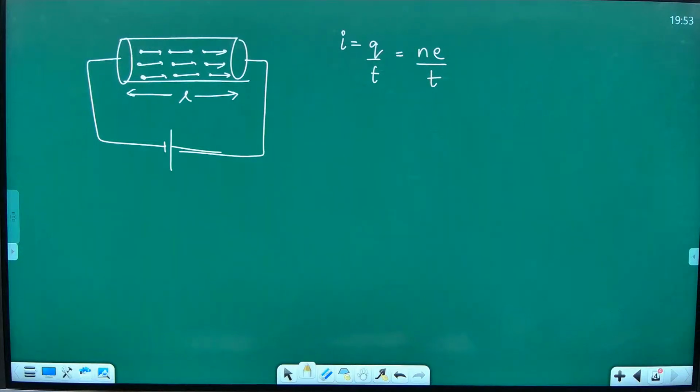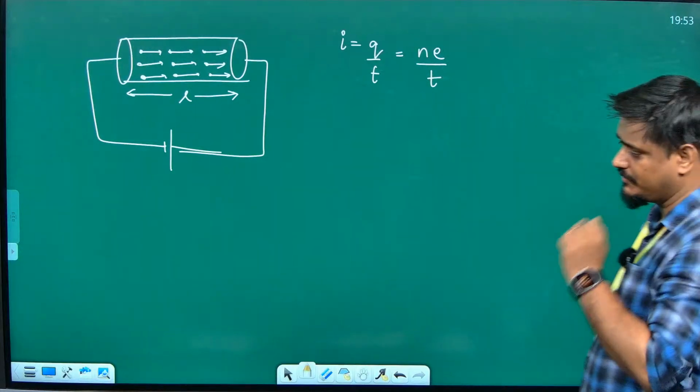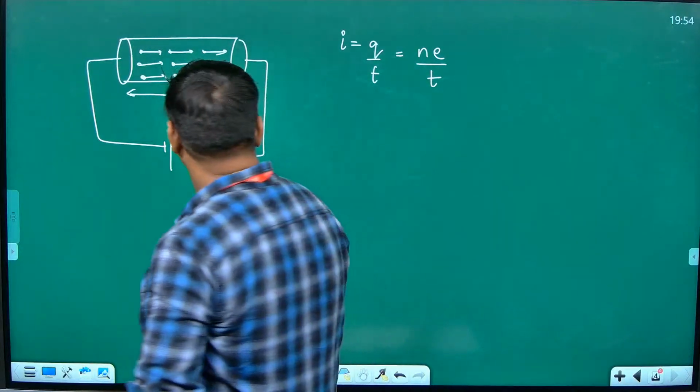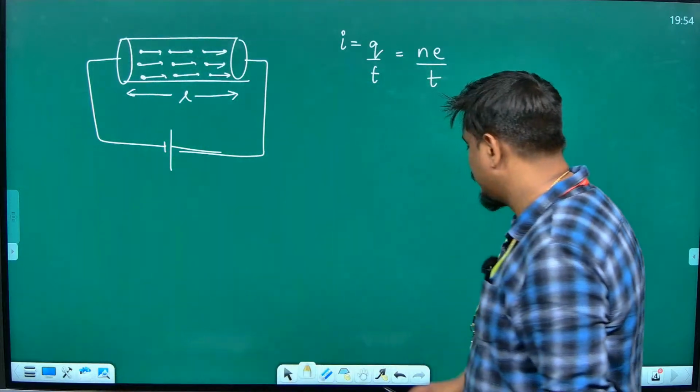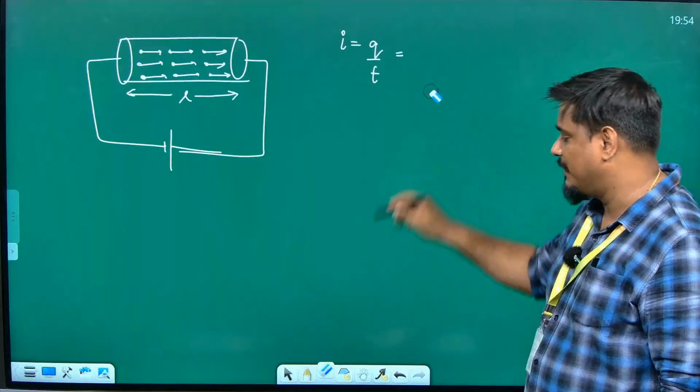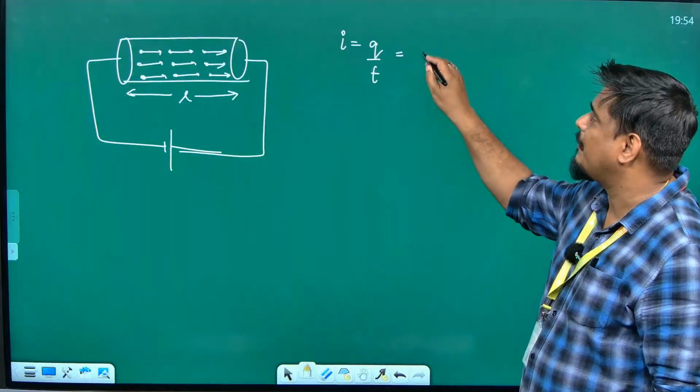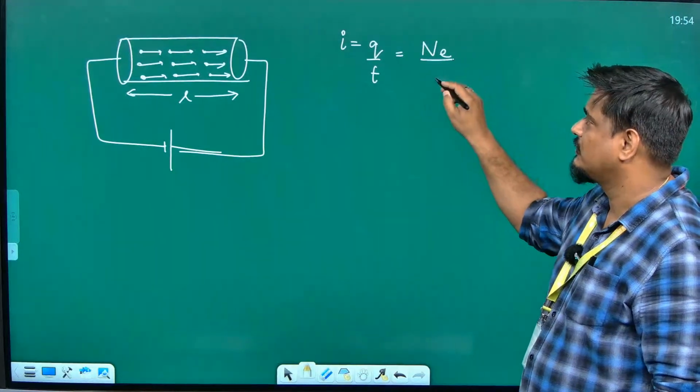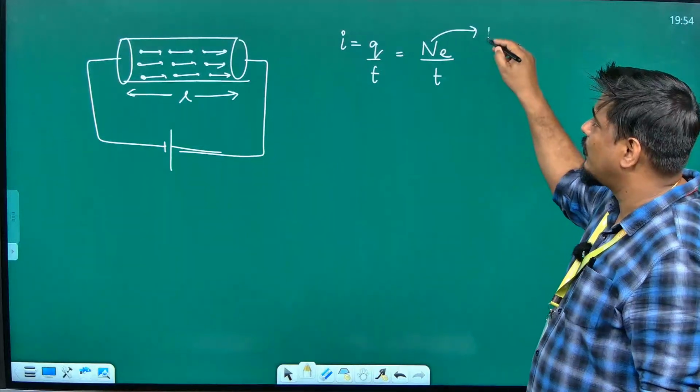Everybody remembers this? I = Ne/T. N is the number of electrons present here and e is the basic elementary charge. I am using the word capital N, and there is a reason for that.